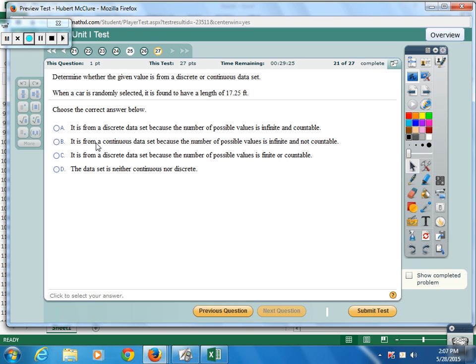Determine whether, this is the number one missed question. Determine whether the given value is counted or measured. What is this right here? The length. What is length? Measure it. So it is continuous. The only thing you might do right here is see car and you think counting, and then you say discrete. You're a failure.